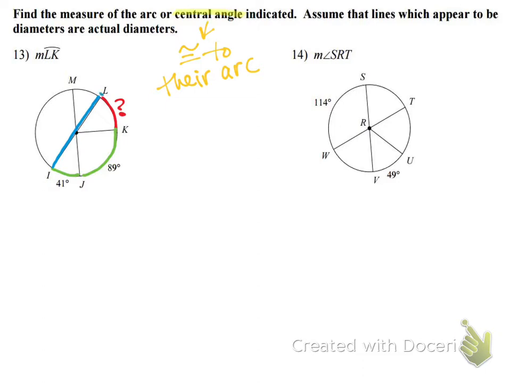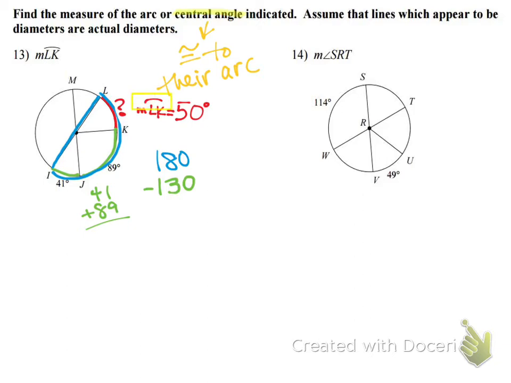So how many degrees is a semicircle? 180. So how do I find out what remains of the 180? 41 plus 89, then subtract from 180. Correct. So 41 plus 89 makes 130. Subtract that from 180, and the measure of arc LK is 50. Yes, you do want a calculator out.